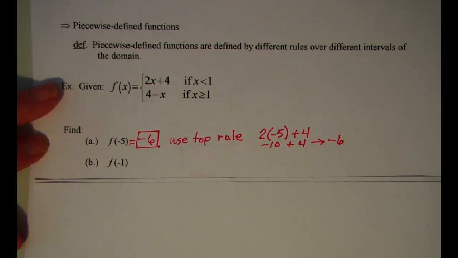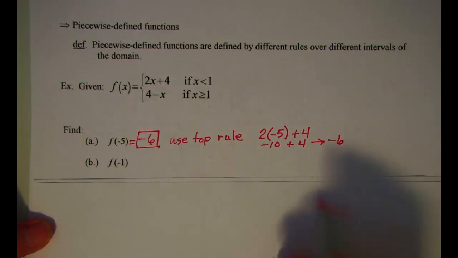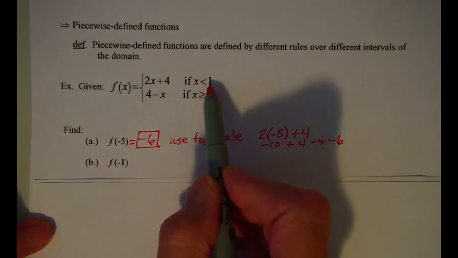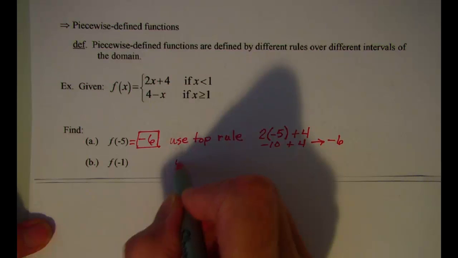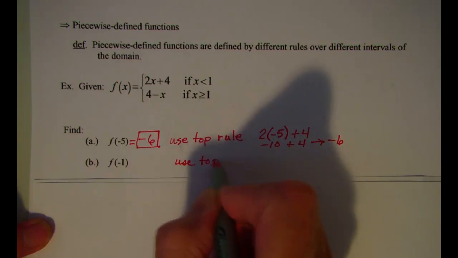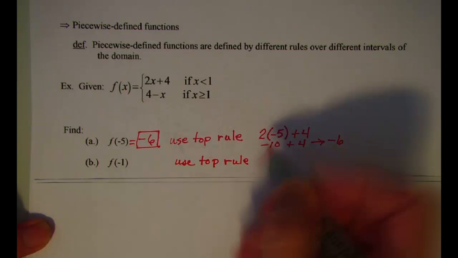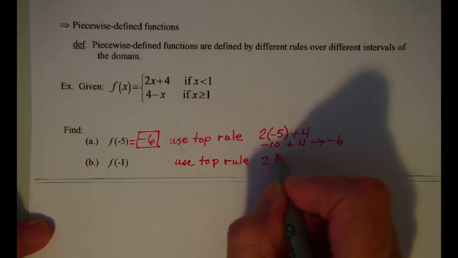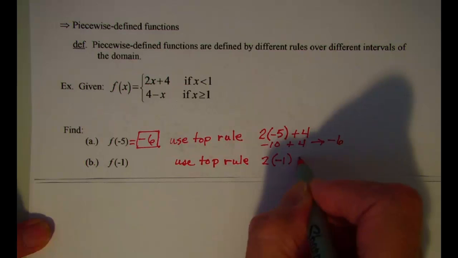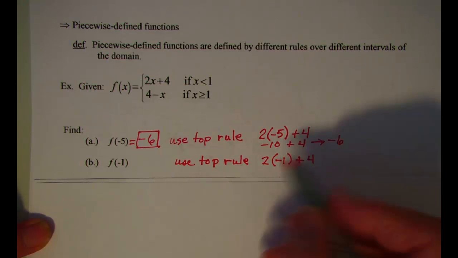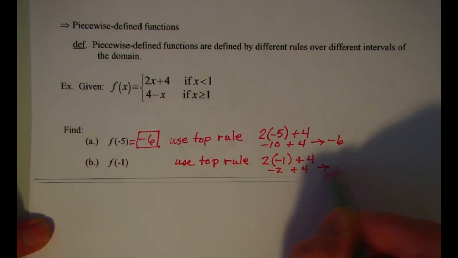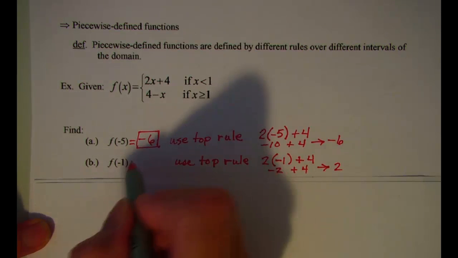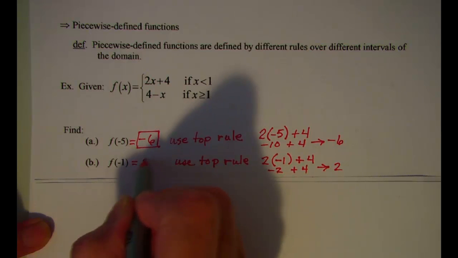If I were asked to find f of negative 1, again, negative 1 is to the left of positive 1, so I'm going to use the top rule. And I would have 2 times negative 1 plus 4. This is negative 2 plus 4, so 2. F of negative 1 equals 2.